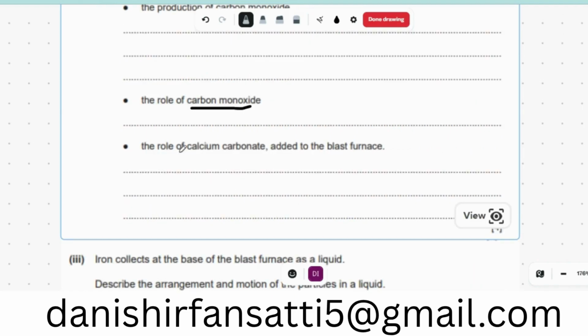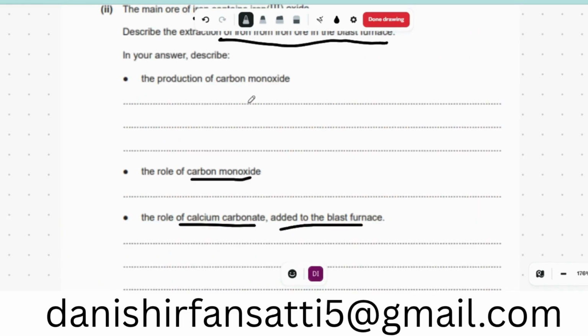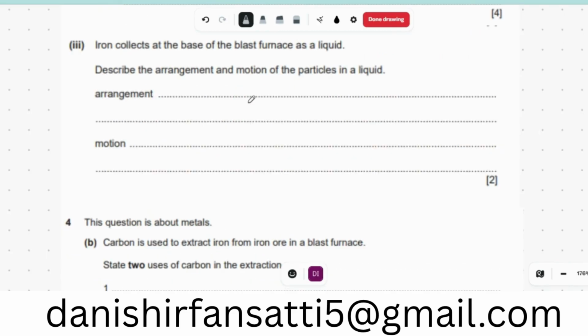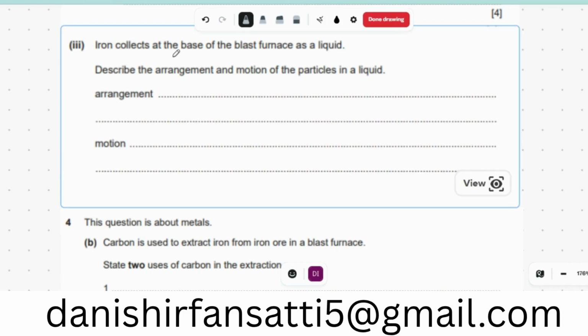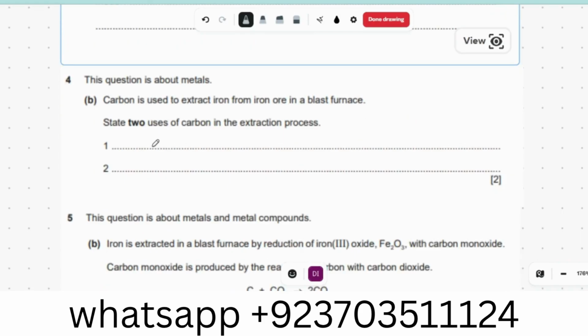What is the role of calcium carbonate added to the blast furnace? Calcium carbonate decomposes to calcium oxide, and calcium oxide reacts with impurities, for example silicon oxide, as I have just told you. Iron is collected at the base of the blast furnace as a liquid. Describe the arrangement and motion of particles in the liquid. The arrangement is irregular, and the motion is particles sliding over each other.